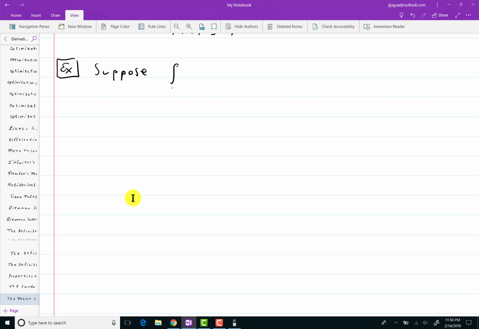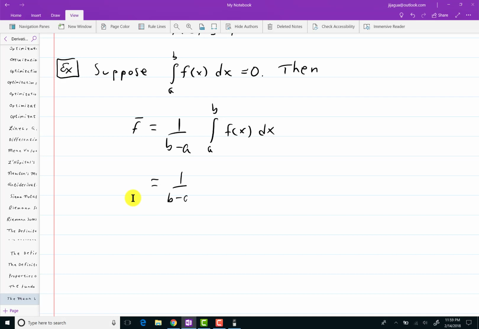Suppose the integral from a to b of f of x dx equals 0. Well then, f bar, which equals 1 over b minus a times the integral from a to b of f of x dx, equals 1 over b minus a times 0, which equals 0.